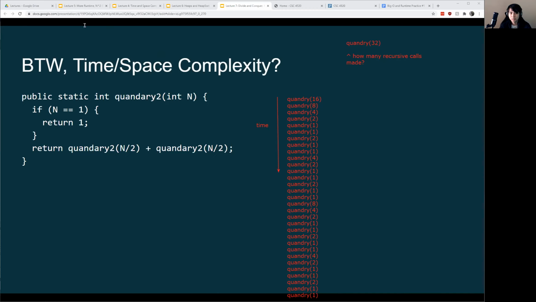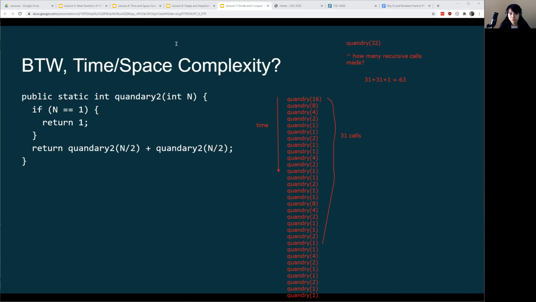So if all of this was 31 calls, including the first one here, then quandary of 32 is going to make 2 calls to quandary of 16, which means that there's 31 plus 31 plus the call itself, which gives us 63 total, right? 63 calls, including the initial one, because quandary of 32 will make a call to quandary of 16, which will give me 31 calls, and then another call to quandary of 16, which will give me another 31 calls. And then we also have to count the fact that it counts itself.